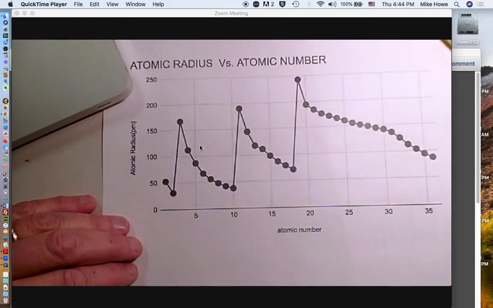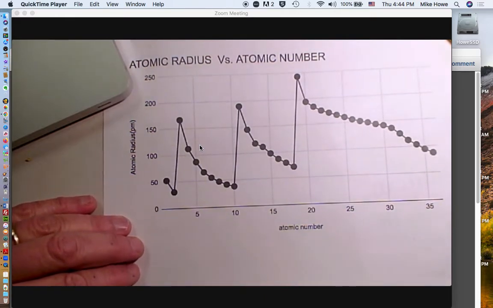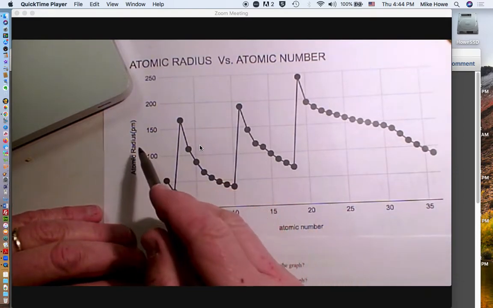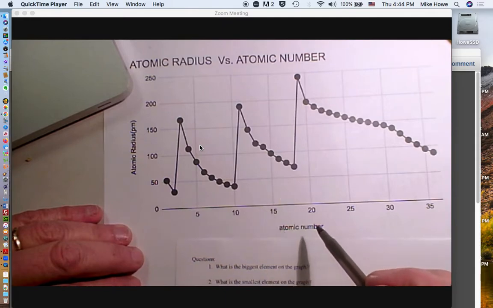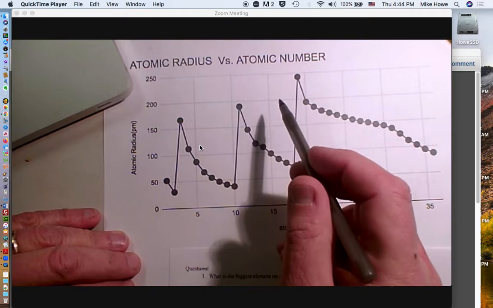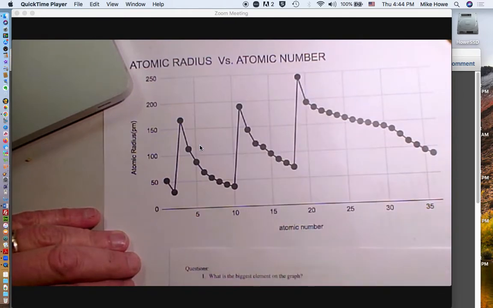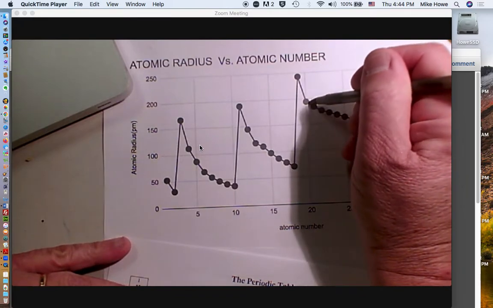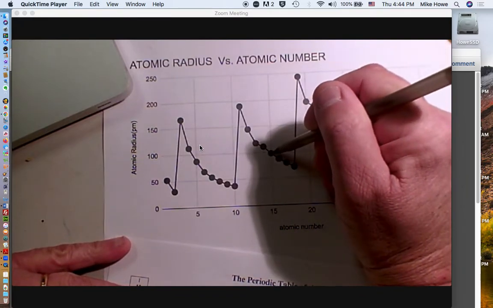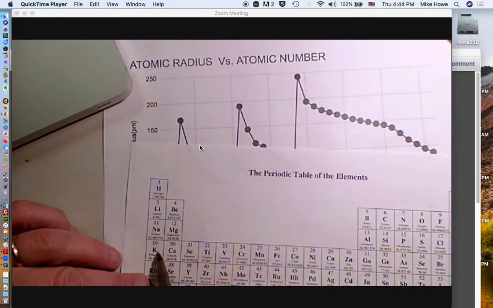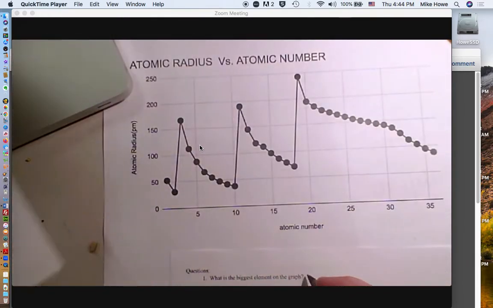So the graph is atomic radius versus atomic number. And the first question says, what is the biggest element on the graph? So radius is on the y-axis and atomic number is on the x-axis. And I think that you can see that the biggest element on the graph is potassium. Well, we know it's potassium because it's element number 19. You can see this is 20. This is 15, so that'd have to be 16, 17, 18, 19, 20. So number 19 is potassium. So the answer to that is potassium.